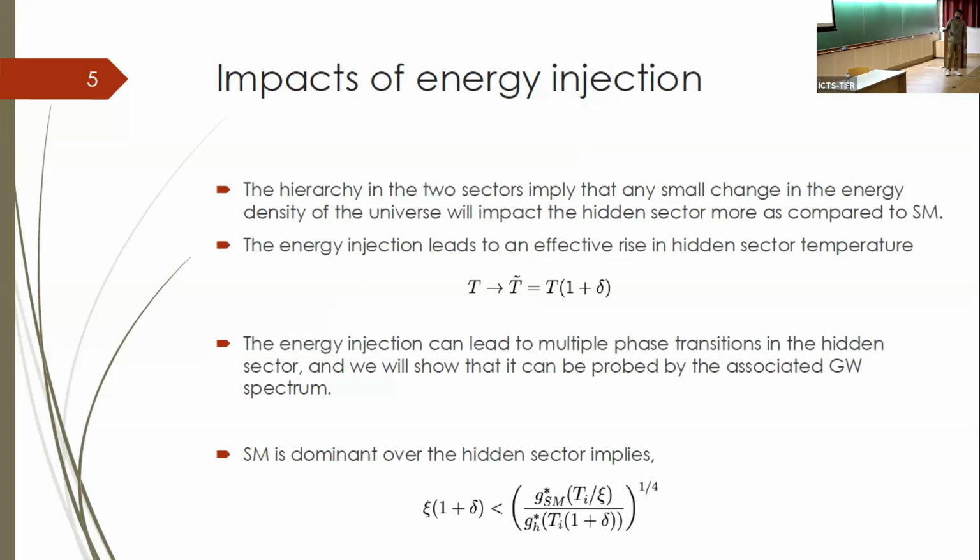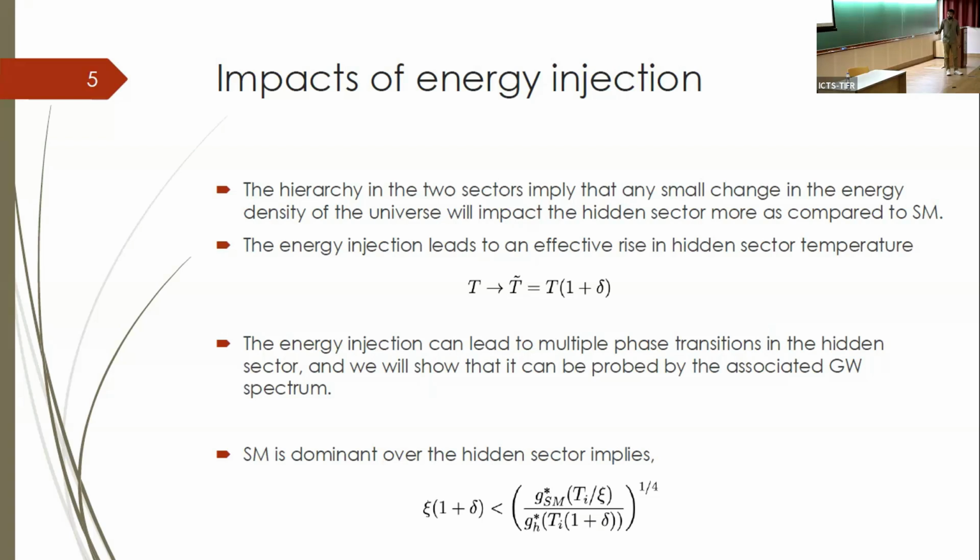To quantitatively show what happens when there is an energy injection: firstly, since we have this hierarchy in the two sectors, any small change in the energy density of the universe will lead to a larger impact for the hidden sector as compared to the Standard Model. So the temperature T of the hidden sector, after the energy injection, will go to T tilde, which is given by T times (1 plus delta). So delta will quantify the amount of energy injection that I have. If there are any possibilities of phase transitions in the hidden sector, then this can lead to multiple phase transitions, which can leave their imprint on the gravitational wave spectrum.